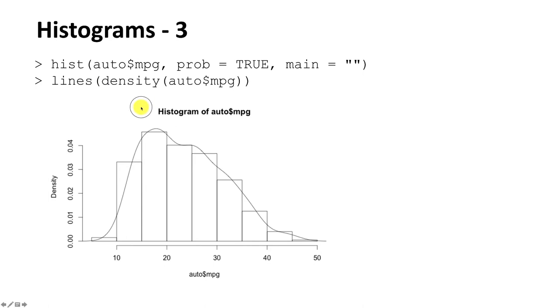Now, sometimes what we will want to do is to plot one graph and on top of that, plot additional things. You do that by using the lines function. So here we're saying lines(density(auto$MPG)). Now density is like a histogram, except that it's a continuous representation. So this lines(density(auto$MPG)) is what created this particular line.